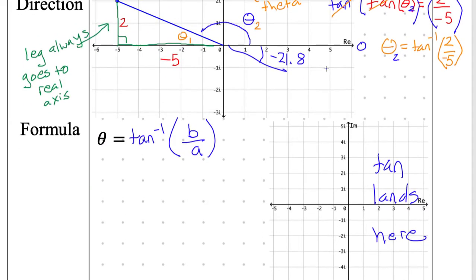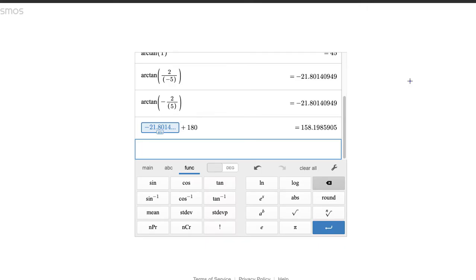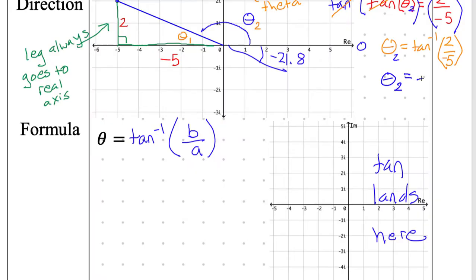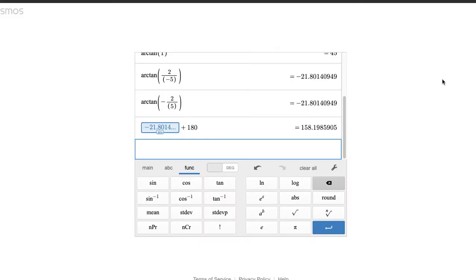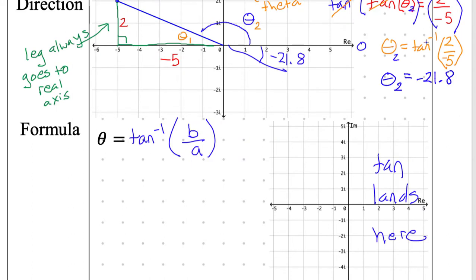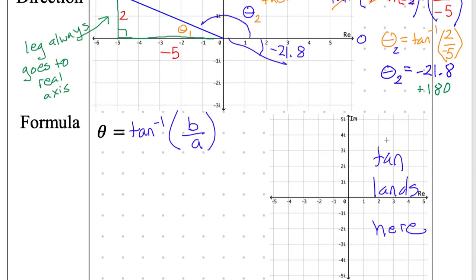If I add on 180 degrees, so right now I'm following with the notes, theta 2 is equal to... Wait, where'd you get the 2 from? -21.8. I just plugged in arctangent of 2 divided by -5. I now need to add on 180 degrees because I'm in the wrong quadrant. Because I know that tangent lands in quadrant 1 and 4, I know that my answer should be in quadrant 2. I have to add on 180 degrees to get my final answer, which is 158.2.